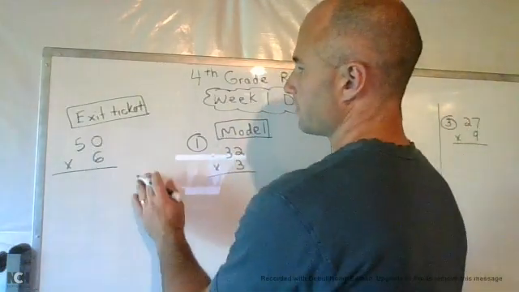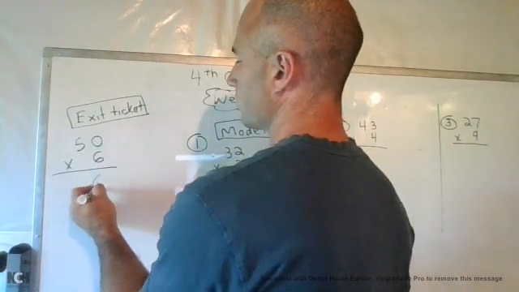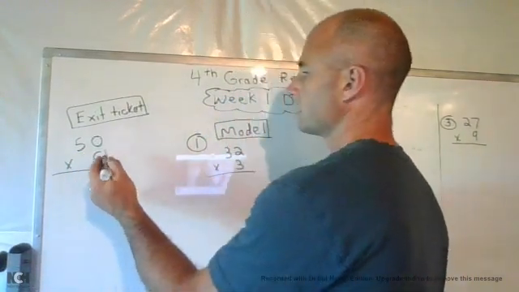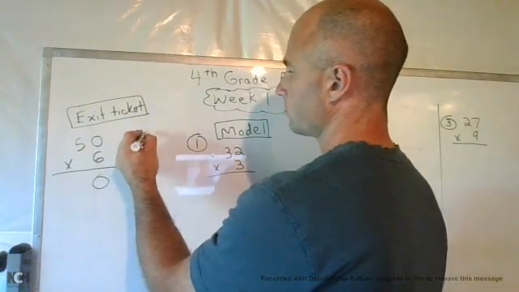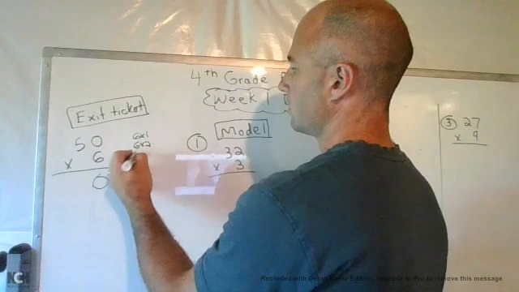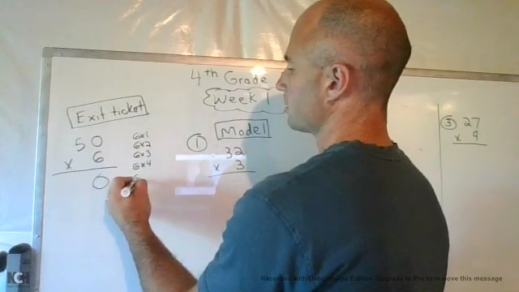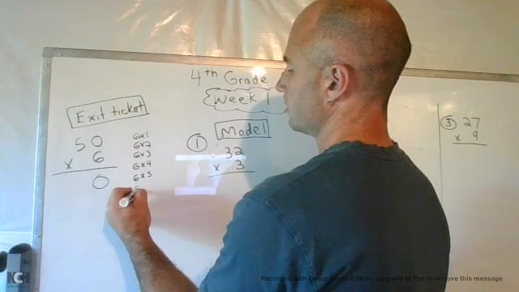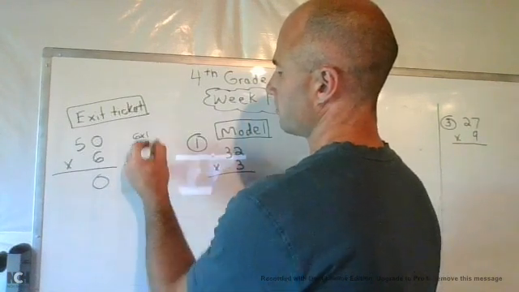So we have 50 times 6. First off, 6 times 0 equals 0. What's 6 times 5? Well, I could do my 6 times tables over here. 6 times 1, 6 times 2, 6 times 3, 6 times 4, 6 times 5. I don't have to go to 6 times 6. I'll just stop at 6 times 5.